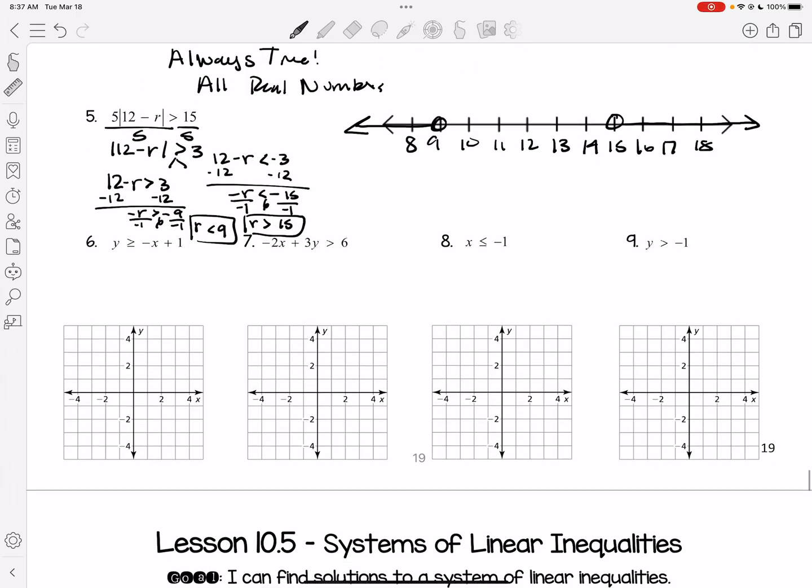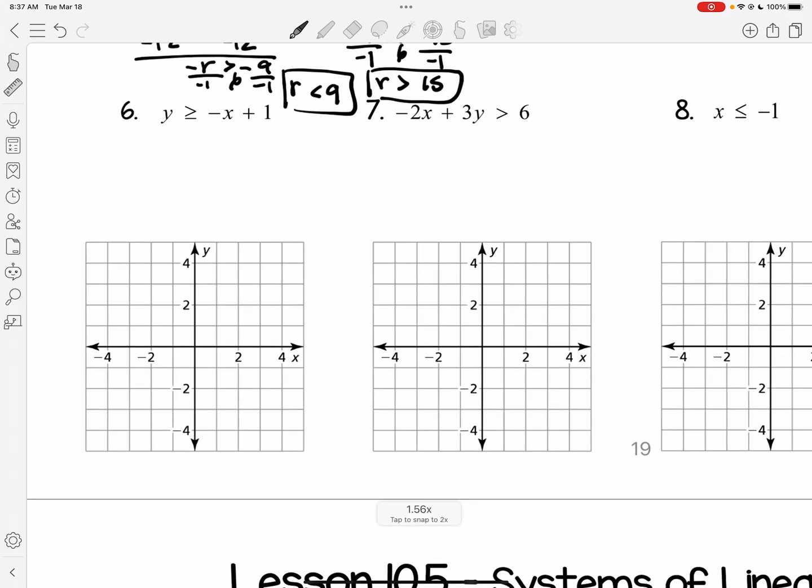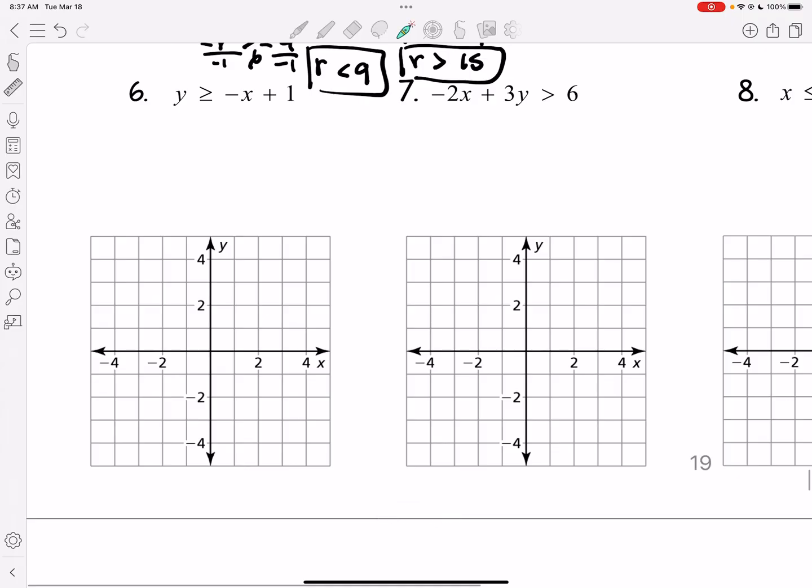All right, and then last couple things with 6 through 9, we want to graph the inequalities. So if I'm looking at this first guy right here, remember this means I start at 1 and have a slope of negative 1. So I'm going to start right here. I go down 1 and over 1. Because it's greater than or equal to, that means it's a solid dot. Or solid line, sorry. So it goes something like this.